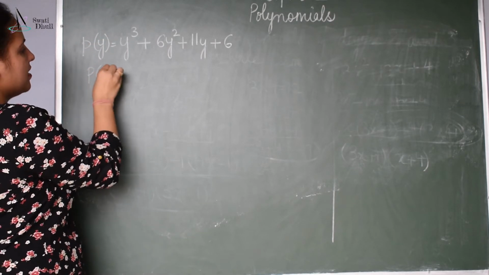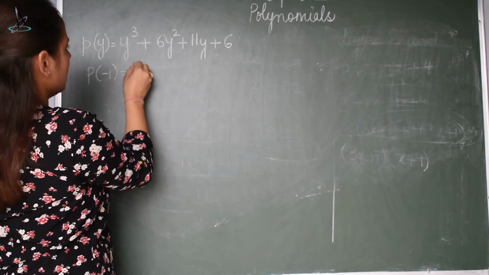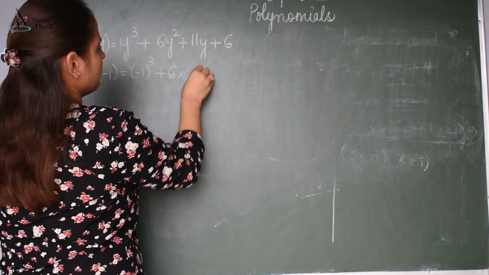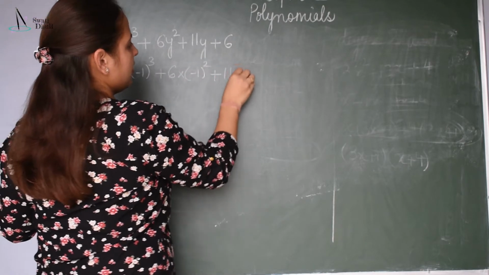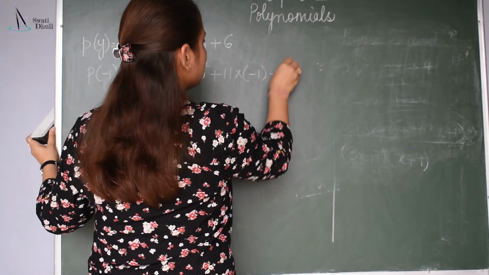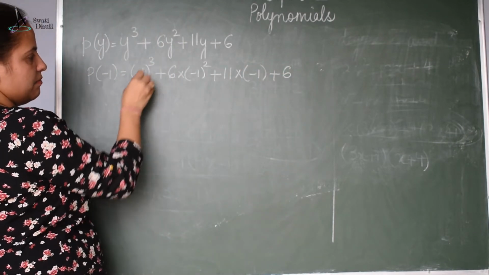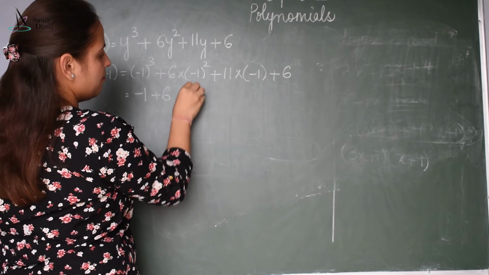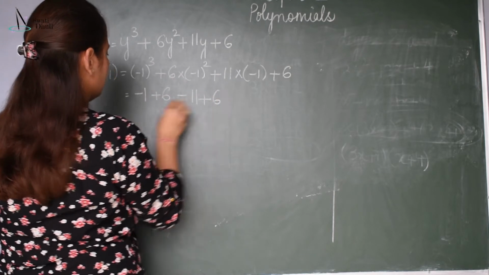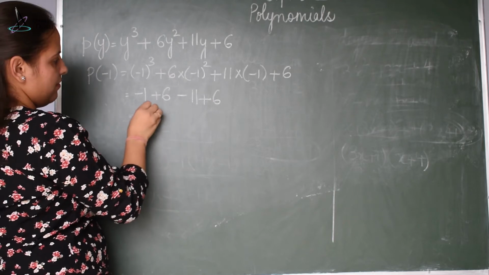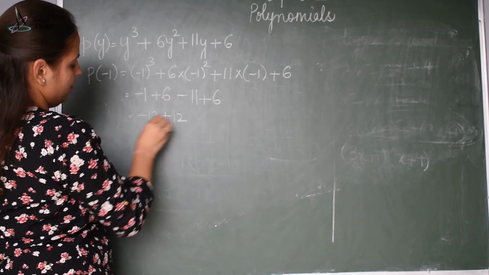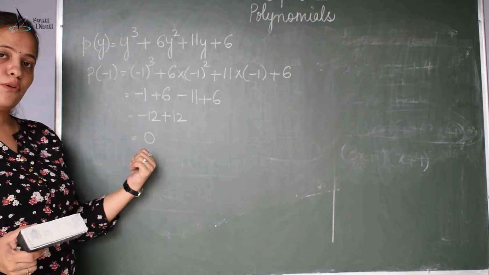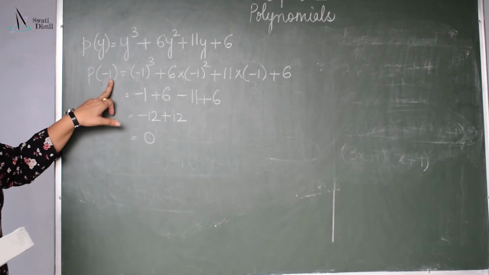If I put minus 1: minus 1 cube plus 6 into minus 1 square plus 11 into minus 1 plus 6. So what will I get? Minus 1, here I will get plus 6, here I will get minus 11, and then plus 6. So minus 1 minus 11 is minus 12, plus 12. I am getting the value of this polynomial as 0. That means this will be a factor.